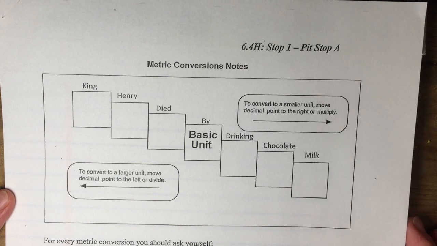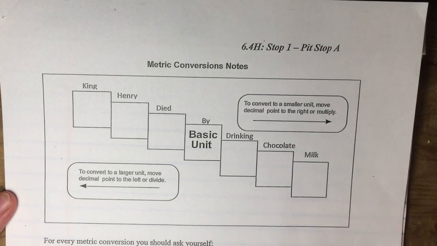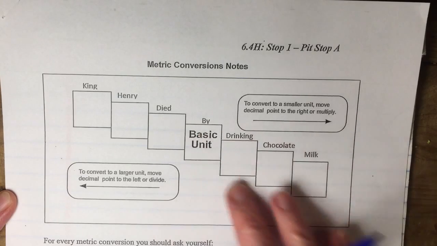We don't use it as much here in the United States, but we probably should because it's such an easy system to use, because everything in the metric system to get from one unit to the next is based on a power of 10. And so we're either multiplying or dividing by a power of 10, which is easy to do because all we have to do is move our decimal place. And we're going to either move it to the right or to the left, depending on whether we're making our unit bigger or smaller. So the metric system always starts with a basic unit.